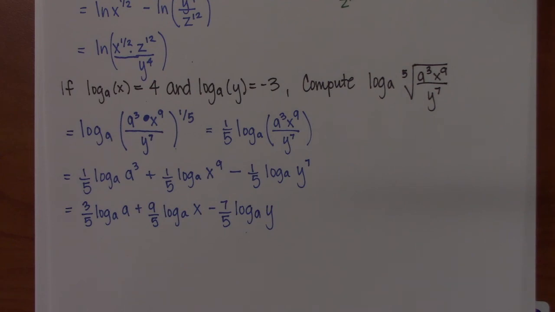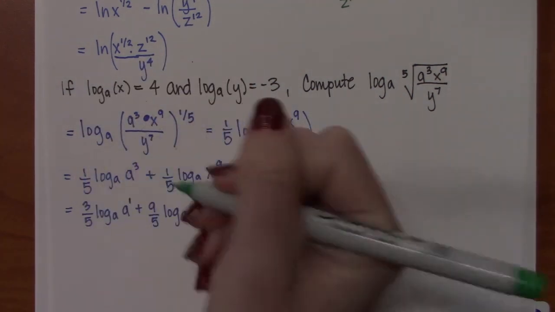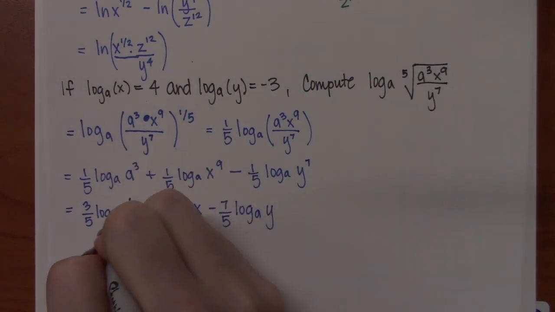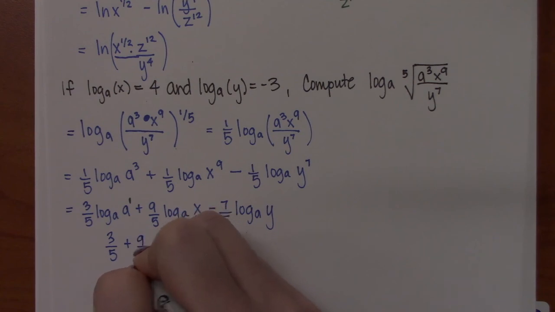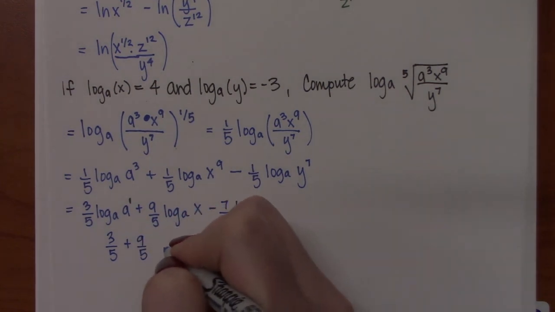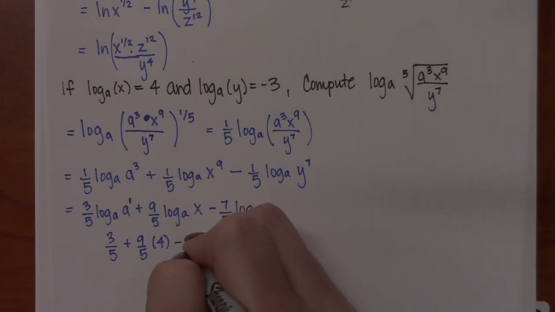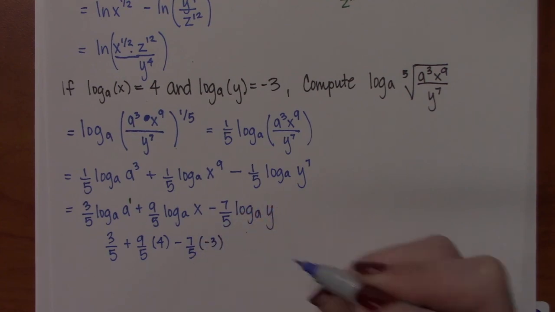So what's log base a of a? Right, it's 1. But the 3/5 is out front. So this is 1, and another way you can remember that is that's really just a to the 1, so it just comes back as itself. So the first term is 3/5. Then we have 9/5, and log base a of x we were told was 4. Minus 7/5, and log base a of y was -3.